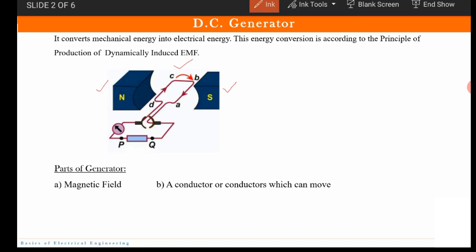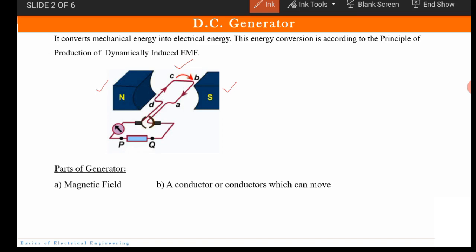According to Faraday's law of electromagnetic induction, EMF will be produced when condition 1, either we rotate the magnet, or condition 2, we rotate the coil. Fine. If either of these two conditions is satisfied, then there is a change in the flux linkage. Whenever there is a change in flux linkage, EMF is produced.